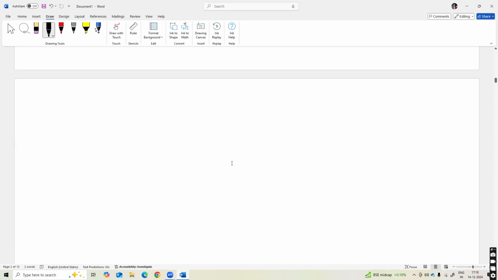Let's say there is person A and person B. They are standing at a distance of 300 meters from each other. So the distance between A and B is 300 meters. This is person A, this is person B.